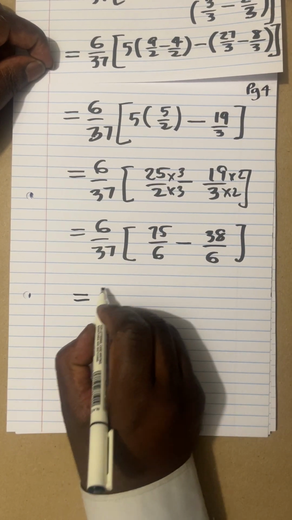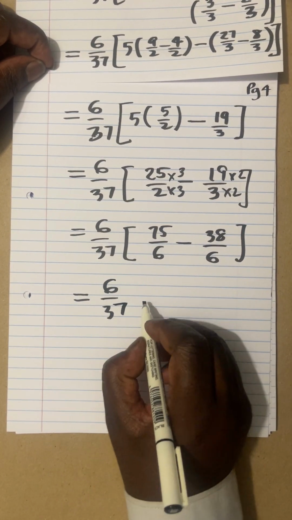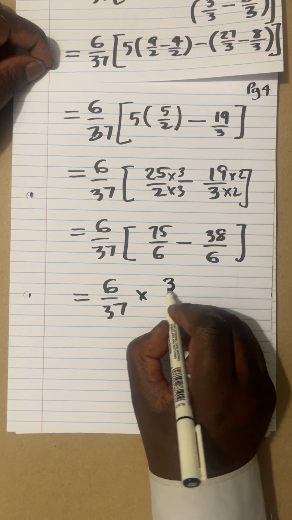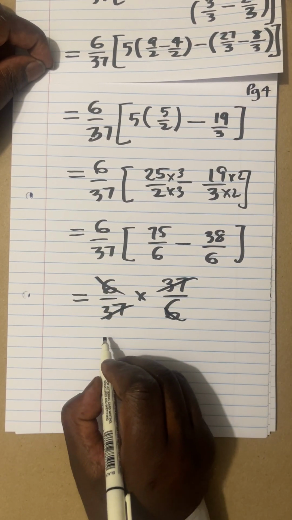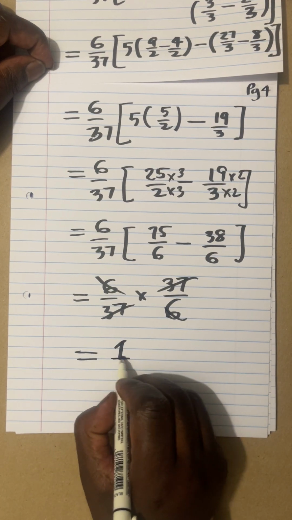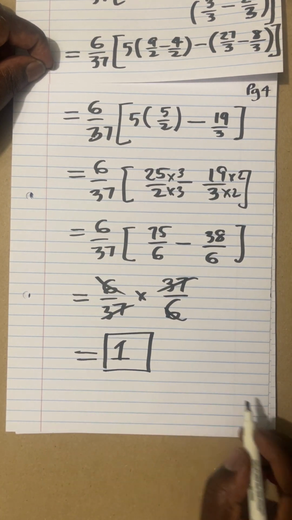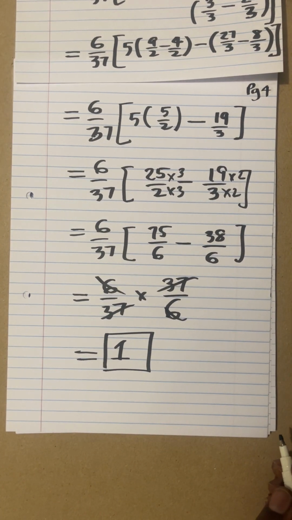So now we have 6 over 37. Now we can say times 37 all over 6. Look at how nice this is. What are we saying? Our final answer is 1. That's the final solution to our first integral.